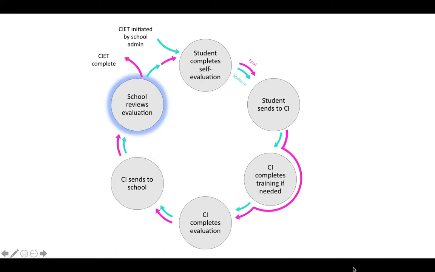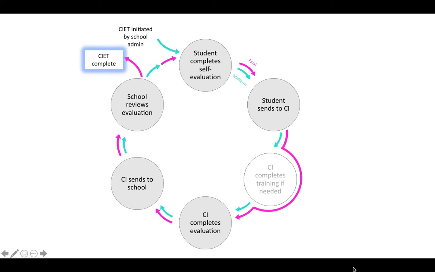The school reviews the student and CI's evaluations, and once reviewed, begins the process for the final self-evaluation for the student. The student completes their final self-evaluation, sends it to their CI, who no longer needs to attest to whether or not the training has been completed. They simply complete the final evaluation of the student, send it to the school. The school reviews the final evaluation of the student and self-evaluation completed by the student, and the CIET is considered complete.